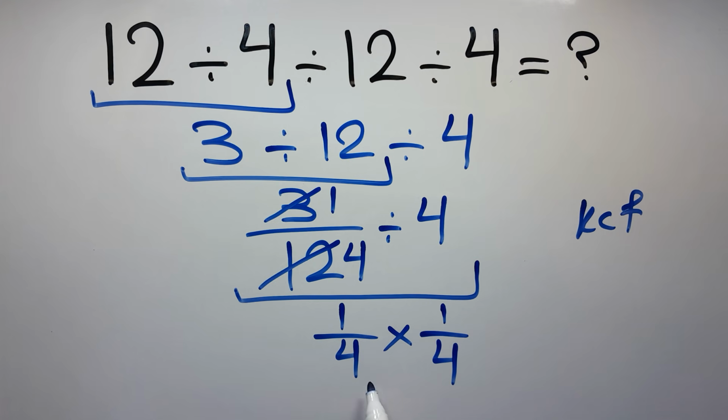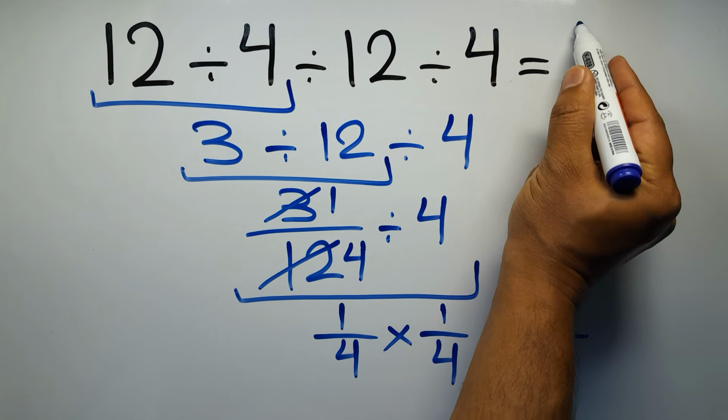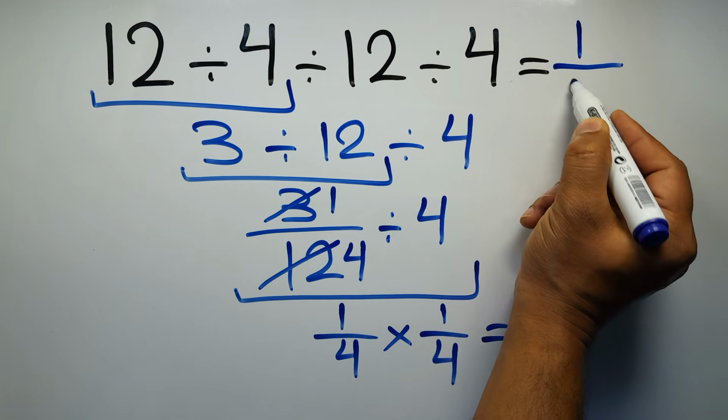So 1 over 4 times 1 over 4, which equals 1 times 1 is just 1. So 1 over 4 times 4, which equals 16. So 1 over 16. And this is our final answer to this problem. The correct answer is 1 over 16.